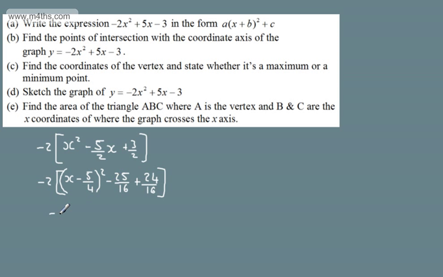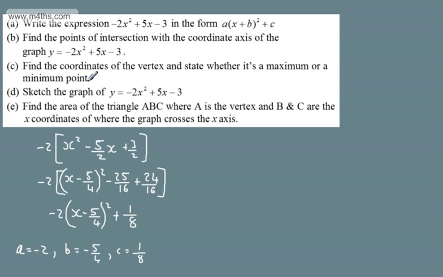I'm now going to multiply back through by the minus 2. We'll have x minus 5 over 4, which I need to square. This is going to give me minus 25 over 16 plus 24 over 16 is minus 1 over 16. When I multiply back through by the minus 2, that will give me plus 1 over 8. So in completed square form, we can see now that a will be equal to minus 2, b is going to be equal to minus 5 over 4, and c will be equal to positive 1 over 8.